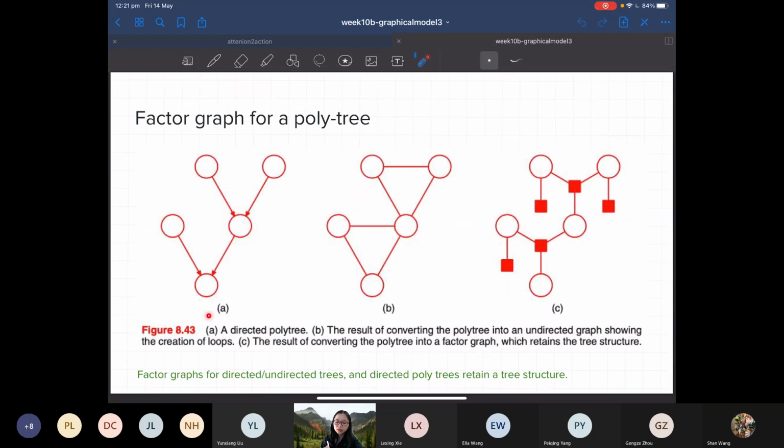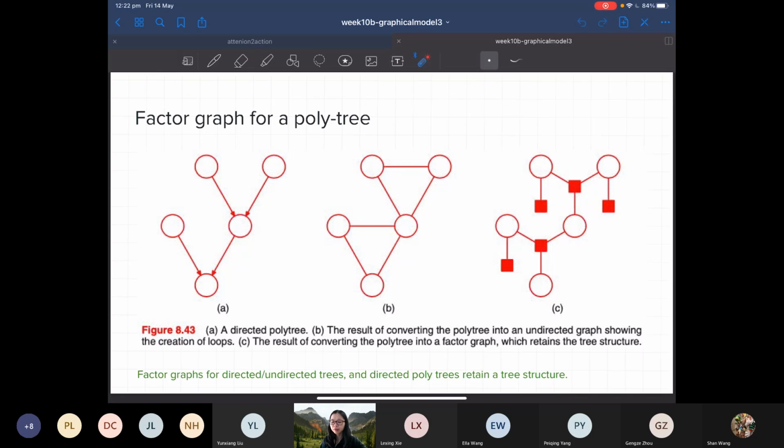So here's the example that we mentioned but didn't go into detail. We said that inference is easy in tree-structured directed and undirected graphical models. There's another class of directed graphs called directed polytrees. They are not strictly trees. Certain nodes can have multiple parents, but there are still no cycles. They can be converted into factor graphs in the form of trees.